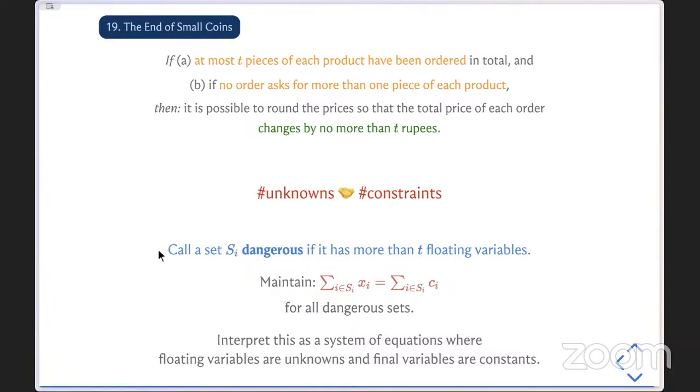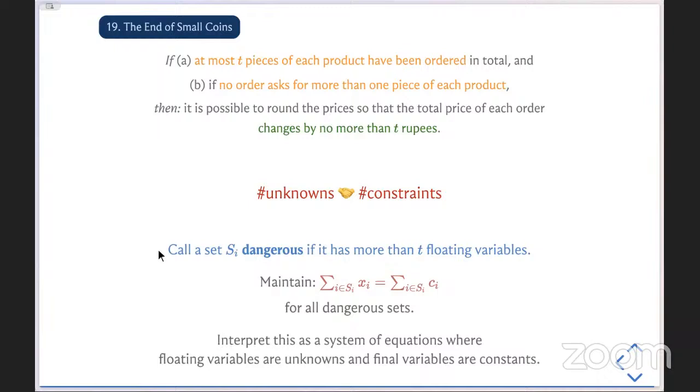What can we say about the relationship between the number of unknowns and the number of constraints? Notice that the constraints correspond to dangerous sets, and the unknowns correspond to products whose values we have not yet determined. Which one do you think is bigger, the number of unknowns or the number of constraints? Or do you think they can potentially be the same?